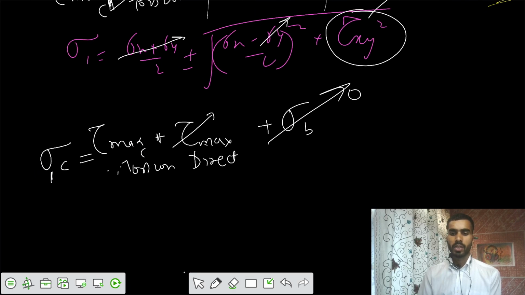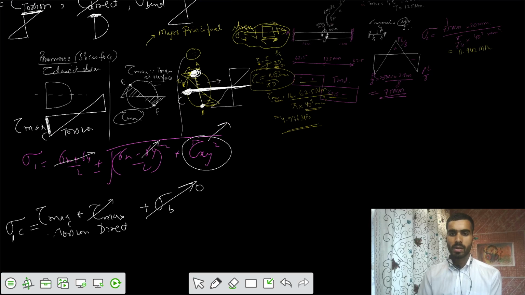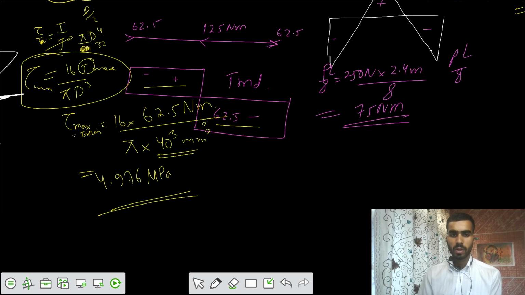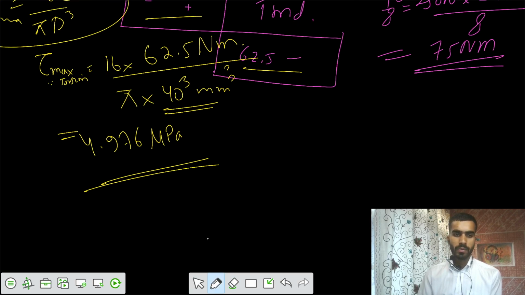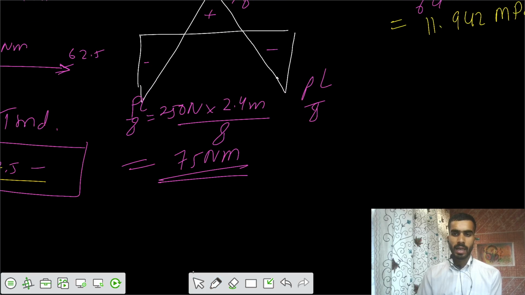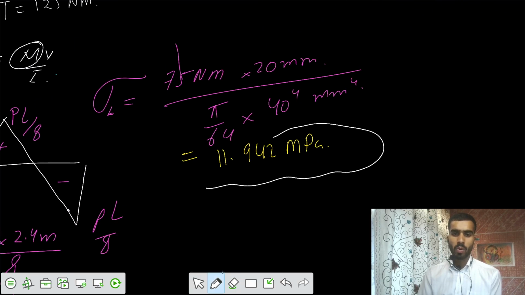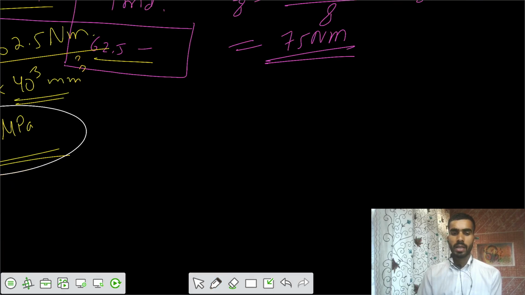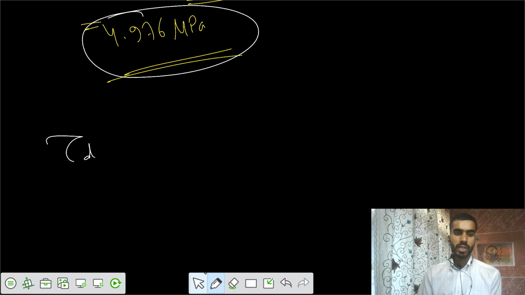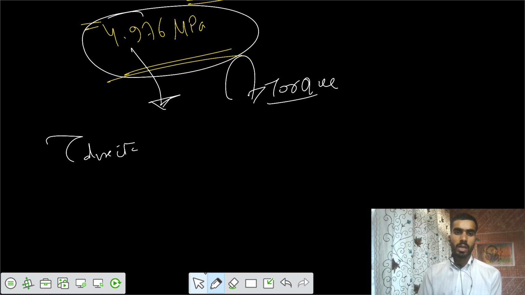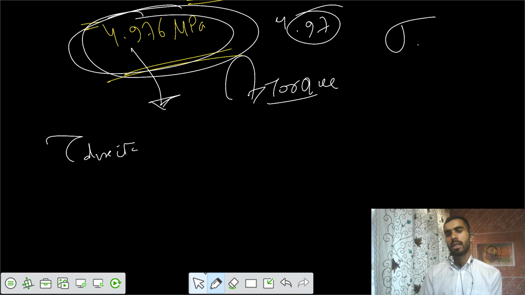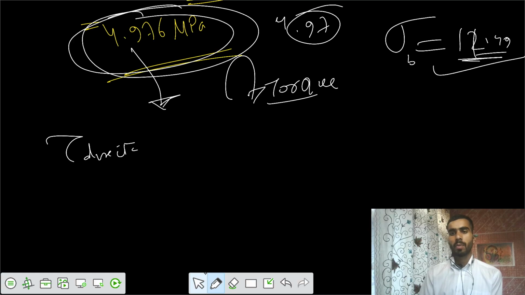So you got this combination also. But based on the values you got, you would say this value is 4.976, and your bending stress value is more. Similarly, if you take the direct shear stress, that would be lesser than the torsional shear stress, because you are applying torque, and because of torque you got some value of 4.976, and that is very less. Sigma bending was some 11.4976. So you got this value, bending stress is more.